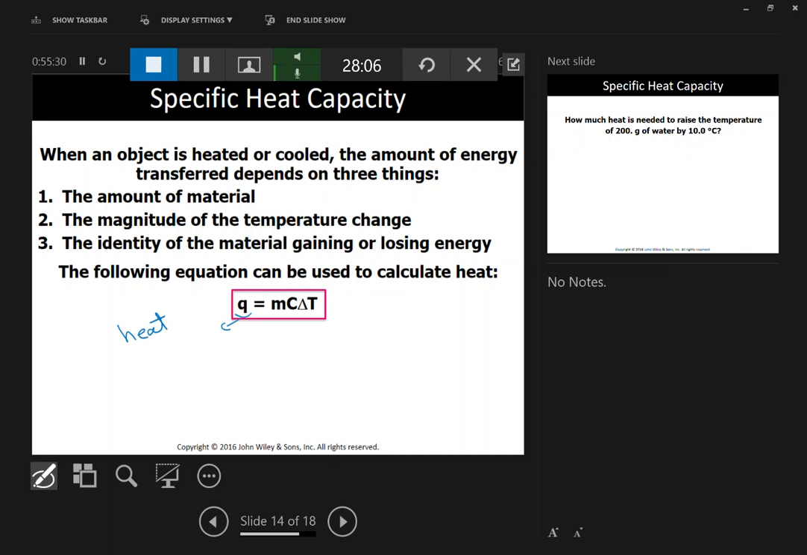For example, let's say you're trying to boil 1 cup of water or a big pot of water. Which one requires more heat to boil? The big pot of water. So they're both water, same thing. The only thing that's different is the amount. So the heat depends on the mass of the substance.